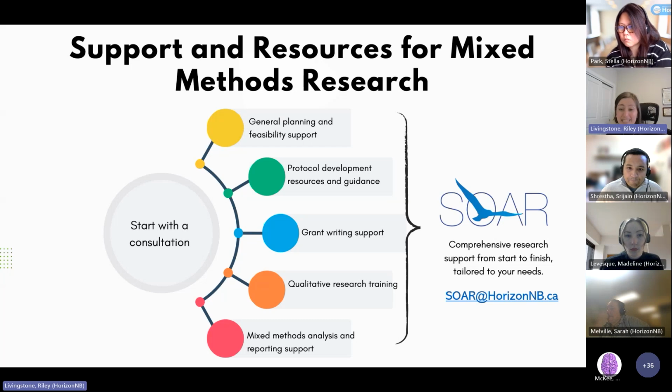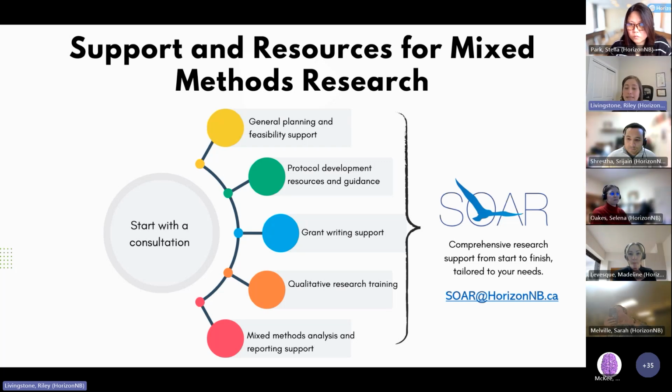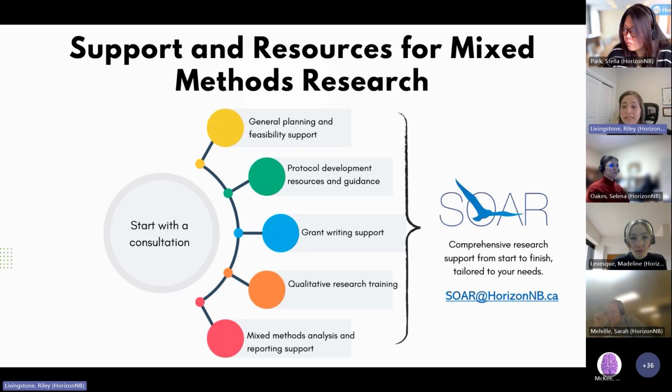We can provide advice to help you craft a clear, well-structured research protocol that aligns with mixed methods principles. We also have a protocol guidance document to help with that I can send folks that are interested. If you need funding, we can help you find grant opportunities and help you to write strong applications and proposals. We also offer training in qualitative research, such as delivering interviews, conducting focus groups, and analyzing qualitative data. We can also support you with integrating and reporting your mixed methods results.